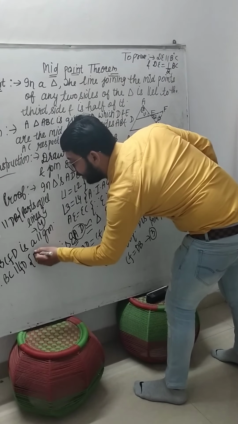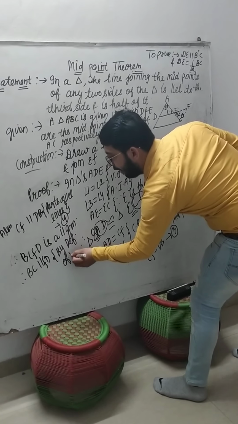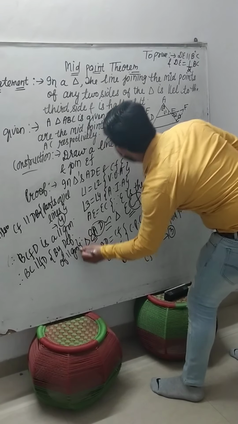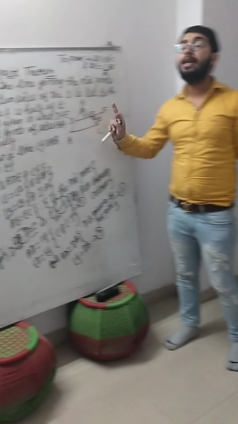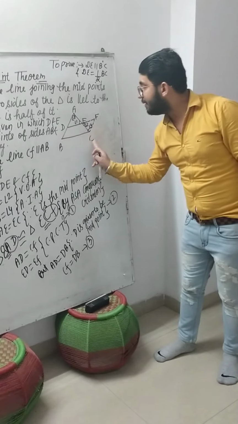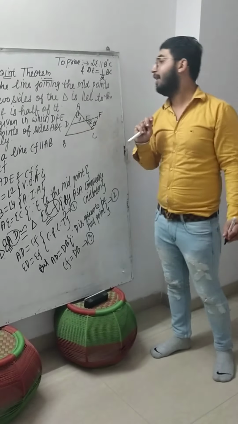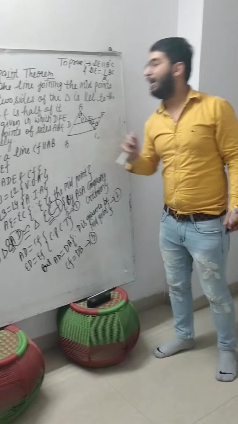How? By the definition of what? Parallelogram. As BC is parallel with FD, because BCFD is a parallelogram, therefore BC is also parallel with what? ED. How? As BC is parallel with FD, therefore BC is also parallel with ED.